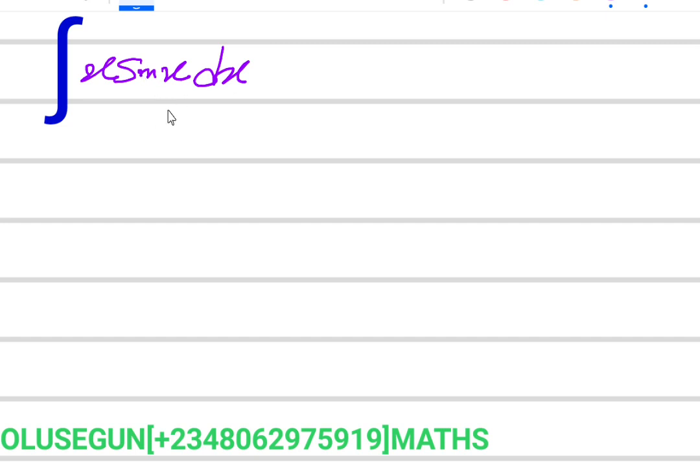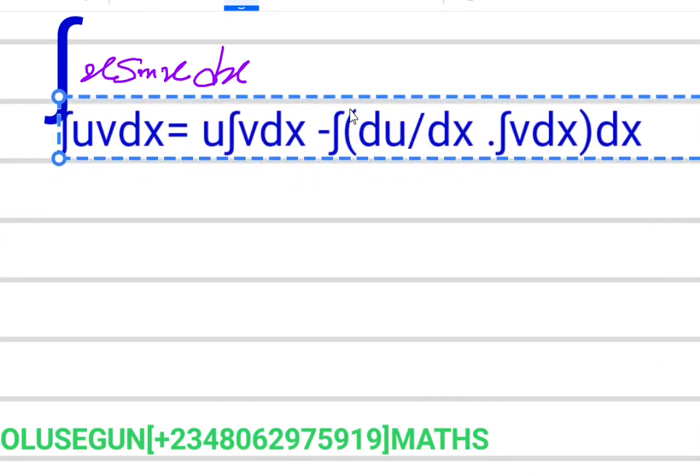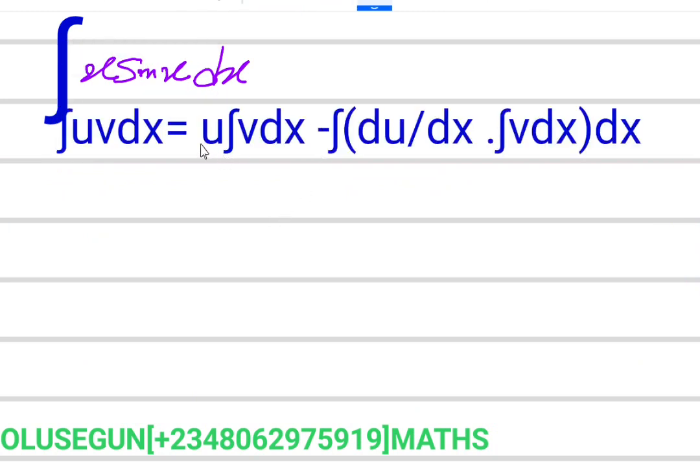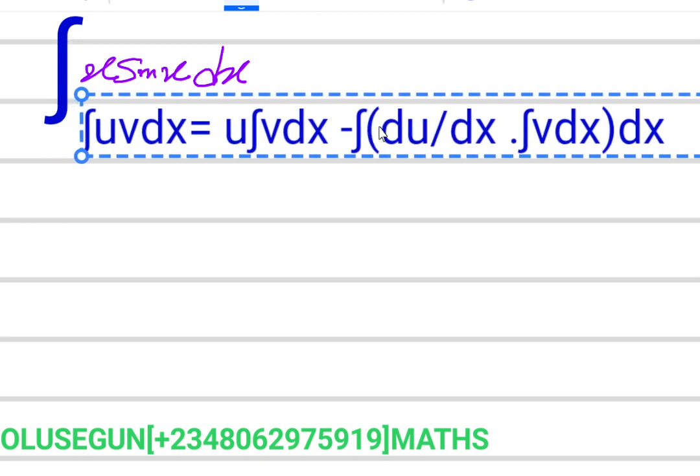So that in case any time I'm solving a question, you're able to see it clearly. In solving a question like this, which is x sine x dx, there's a better formula to use instead of cracking your brain to solve integration by parts. So the formula is this. You have to apply this formula to the integration by parts.